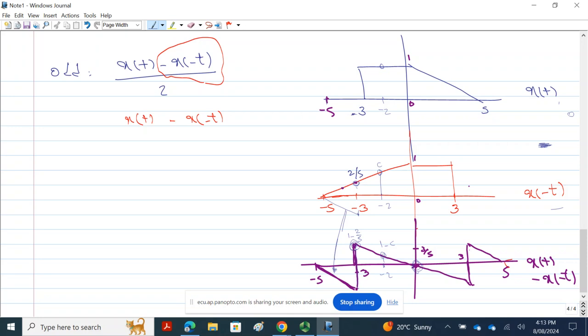So 1 minus 2 over 5 is equal to 3 over 5. And then I'll go to 0. Yeah? Good. And then the rest is easy. Just put the other by just flipping around the origin.